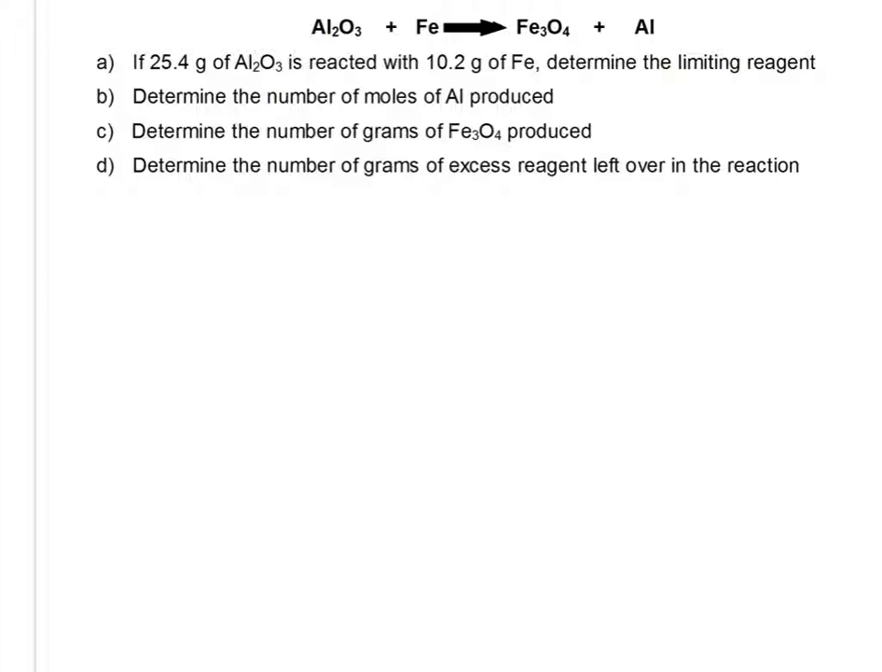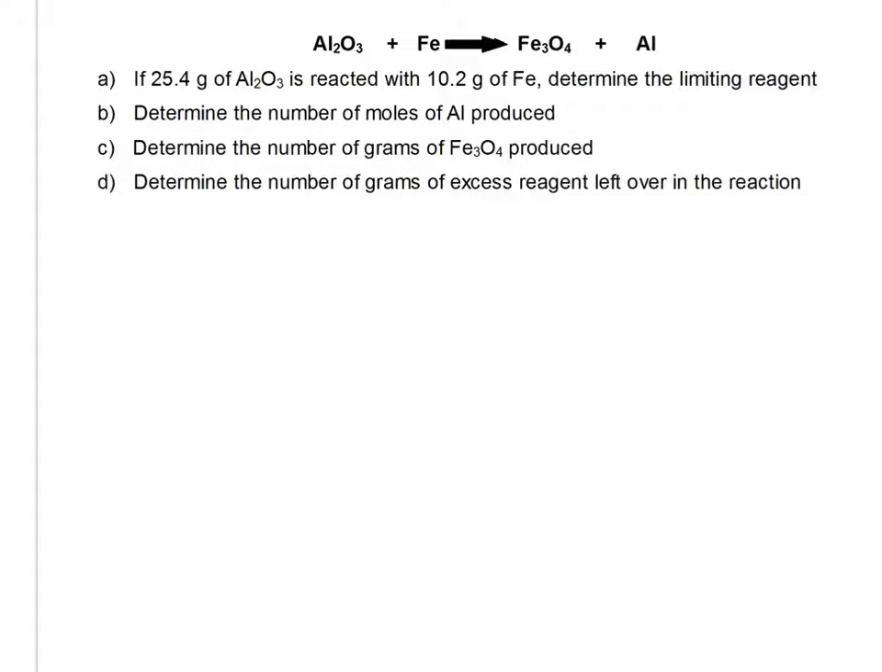We need a 3 here, and a 4 here, 9, and 8. Yep, okay. So what we're going to do, if you look at question A, if 25.4 grams of aluminum oxide is reacted with 10.2 grams of iron, determine the limiting reagent. Well, if you look at B, it wants us to determine the number of moles of aluminum produced. And we're going to forget about C right now because I don't think I have enough room to do that.